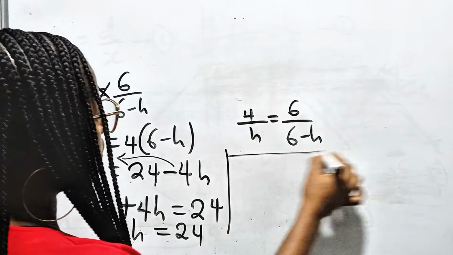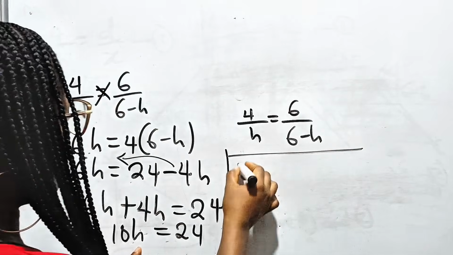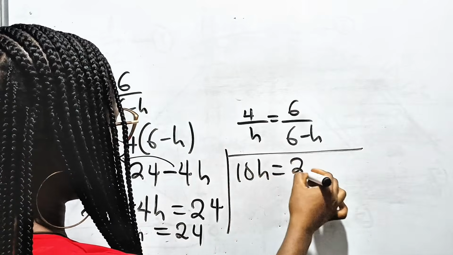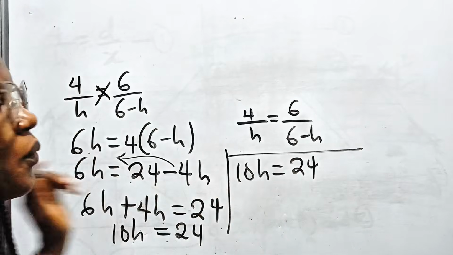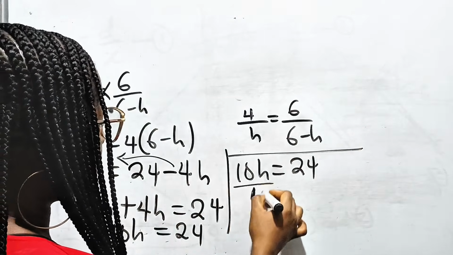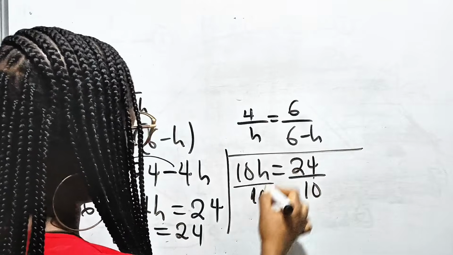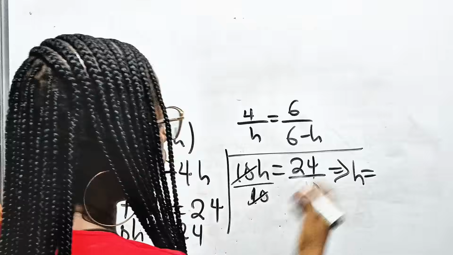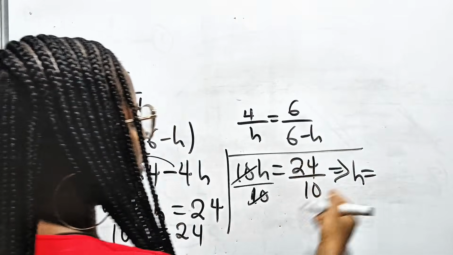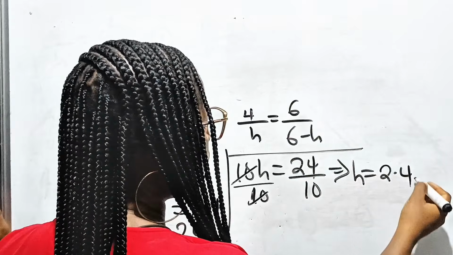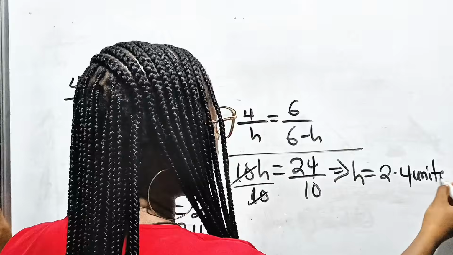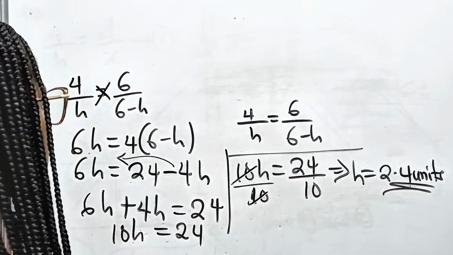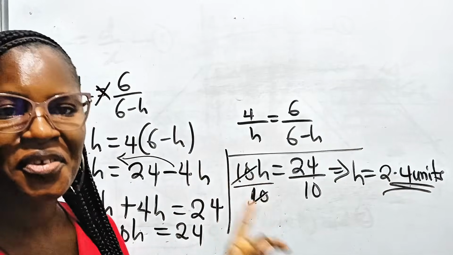Now moving forward, we have 10h is equal to 24. Now we divide both sides by 10 because we are looking for what? h. Then we are left with h is equal to 24 divided by 10 is 2.4 units. Okay. So that means that our height is 2.4 units.